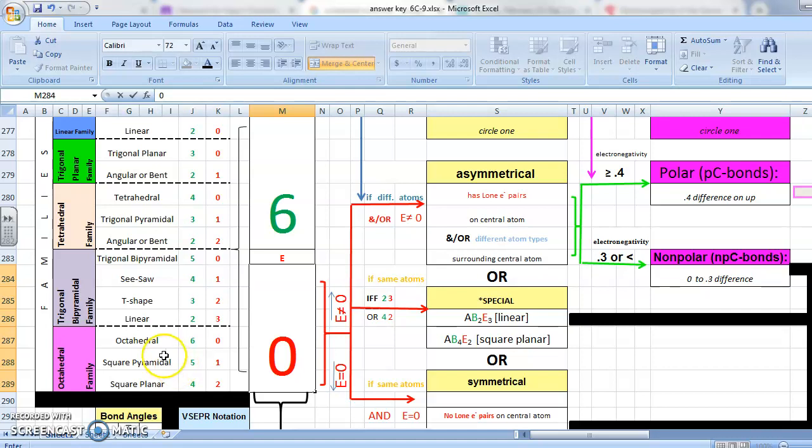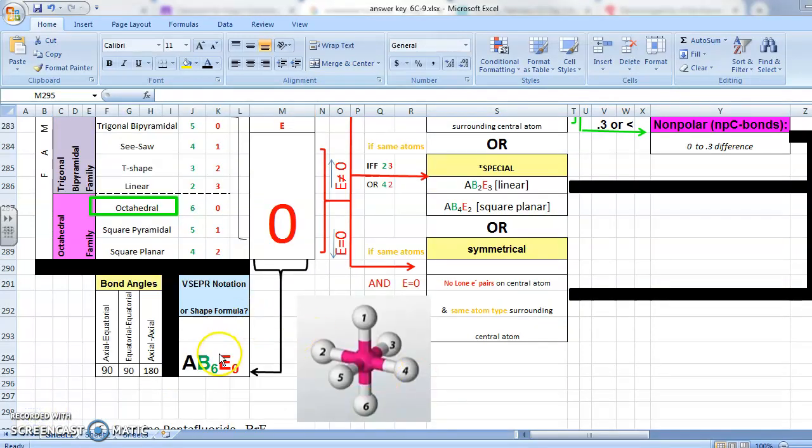That makes this one the octahedral molecular shape. Knowing that this is a 6-0, we can go ahead and fill out our VSEPR notation or shape formula, and this is what the octahedral looks like. Atoms 2, 3, 4, and 5 are in the equatorial plane. Atoms 1 and 6 are in the axial plane, so we can get our angles very easily here.